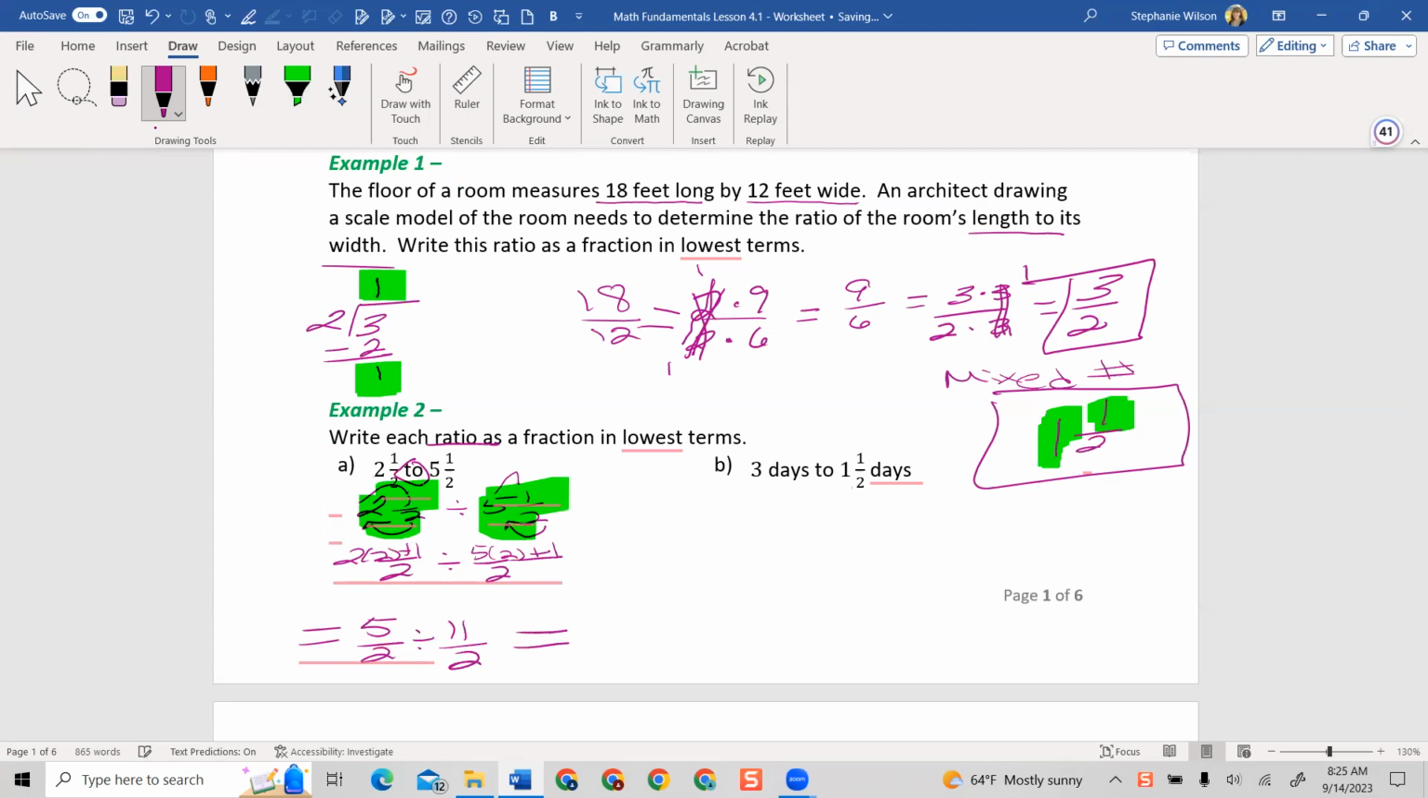Now, division of fractions says we're going to keep the first term, change the operation, flip the second. So I got 5 halves times 2 elevenths. And I noticed that the 2s reduce with themselves one time. So now I got 5 times 1 over 11 times 1. And that's a proper fraction. So that's as far as I'm going to go with that one.